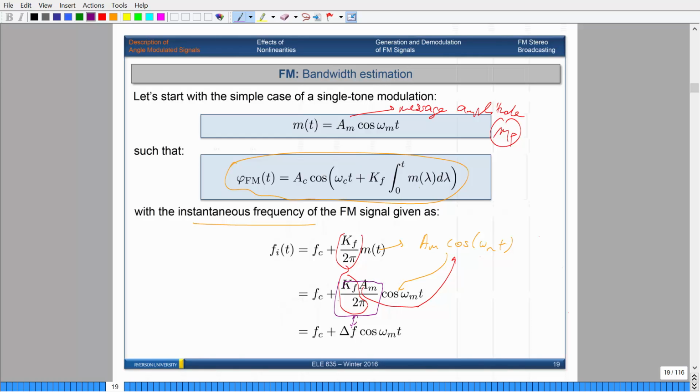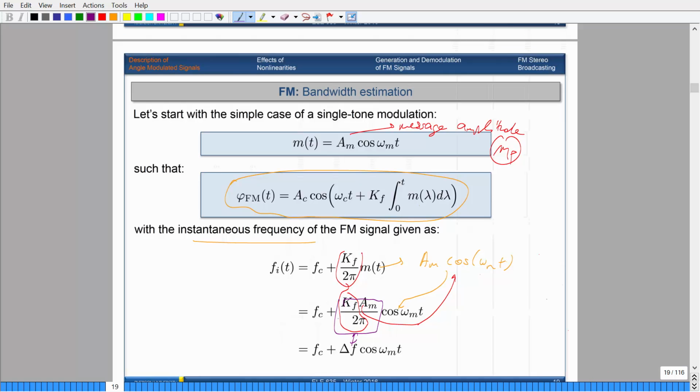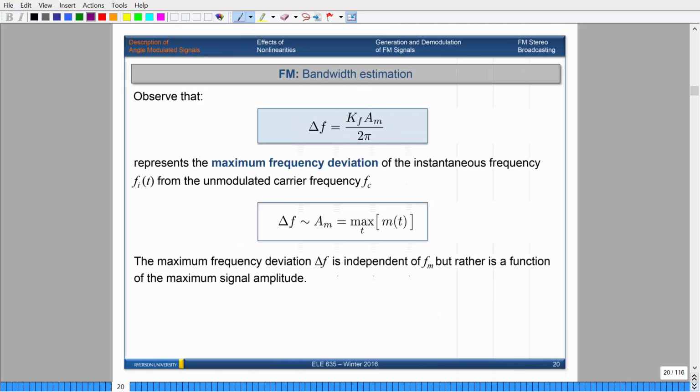And this delta f constant is what's known as the maximum frequency deviation. Okay, so this means that at any point in time, the largest frequency or even the smallest frequency that you'll see in the modulation is controlled by this constant, delta f. So when you're frequency modulating your signal, this is the largest offset from the carrier frequency that you will expect when you're taking a look at your modulated signal.